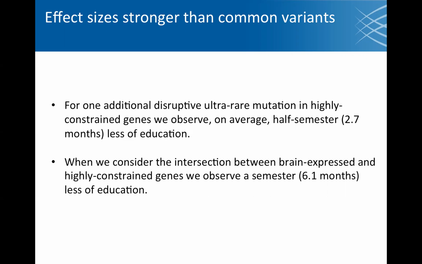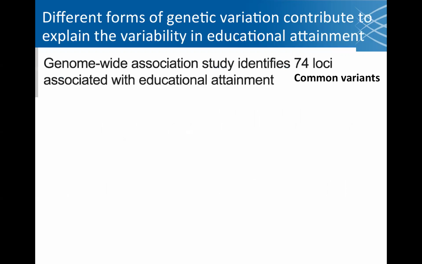Okay, so there is an association between this ultra-rare disruptive mutation and educational attainment in the general population, in individuals that are healthy and do not have a psychiatric or neurodevelopmental disorder. Now, how does this specific class of variants play in the picture of the genetic architecture of educational attainment? We created scores from different sources.